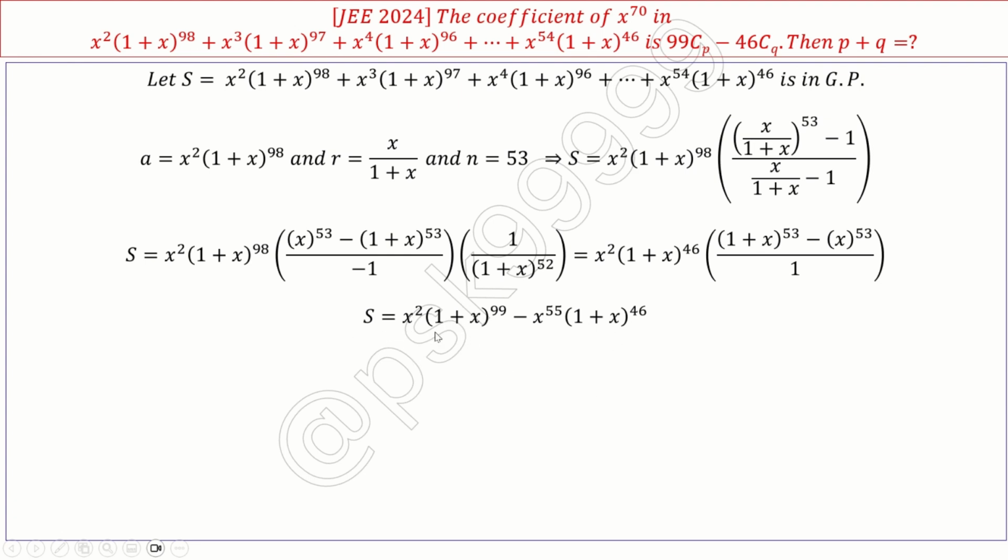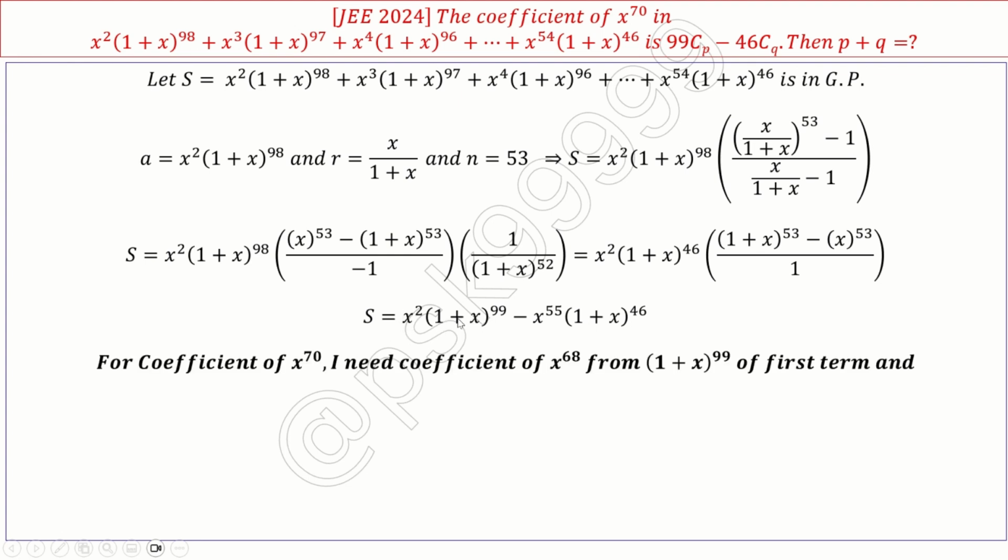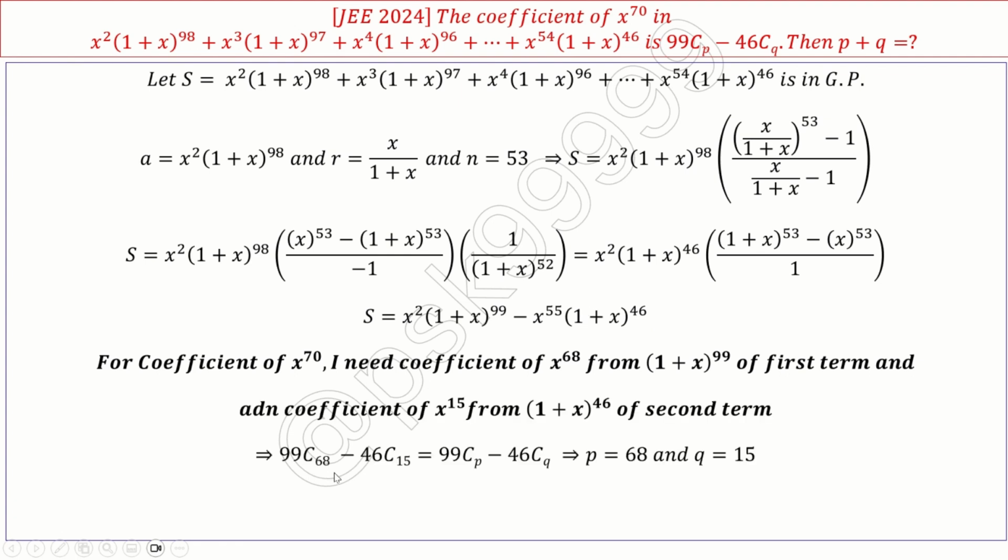How can I get x to the power of 70 from this? x square is already there. So I need x to the power of 68 from this first part. Correct? And in the second part, x to the power of 55 is already there. So I need x to the power of 15 from this binomial expression. Correct? So which is nothing but 99C68. That is the coefficient, minus 46C15. This is equal to 99Cp minus 46Cq. That means my p is 68, q is 15. So my p plus q is 83. That's the answer. Okay. Hope you understand this problem.